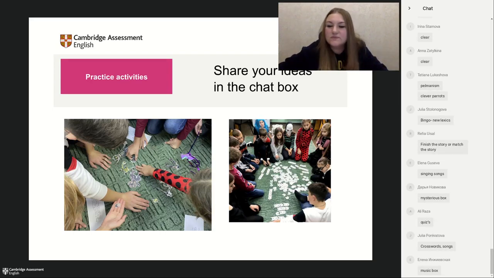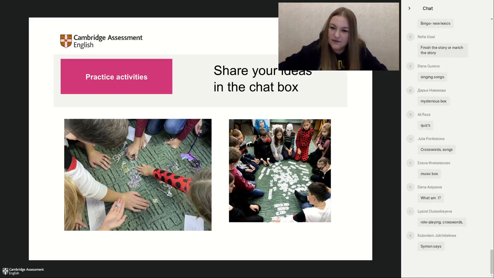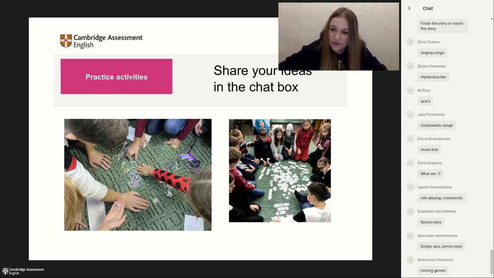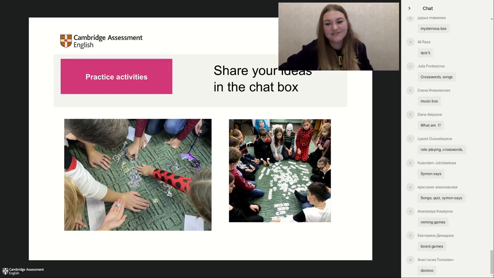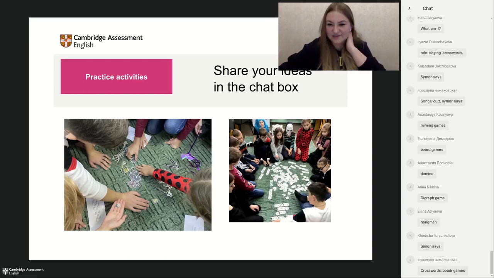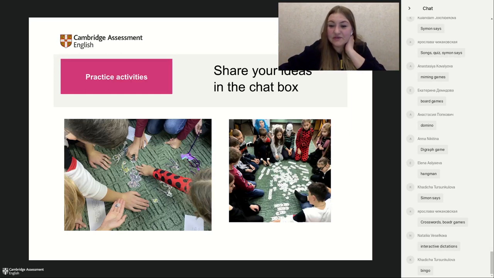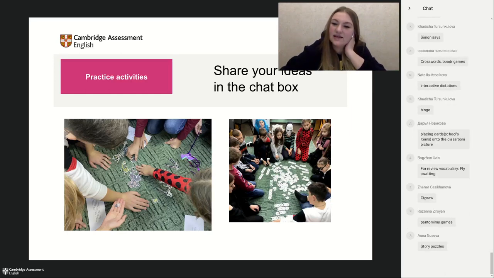Crossword songs, good. Music box, wow. What am I? Roleplay, crosswords. Okay, mining games, right, board games. Oh yeah, I love board games. And I love breaking the rules of board games and making my own. Hangman's, crossword. Fantastic. Wonderful, wonderful. Lots of things.